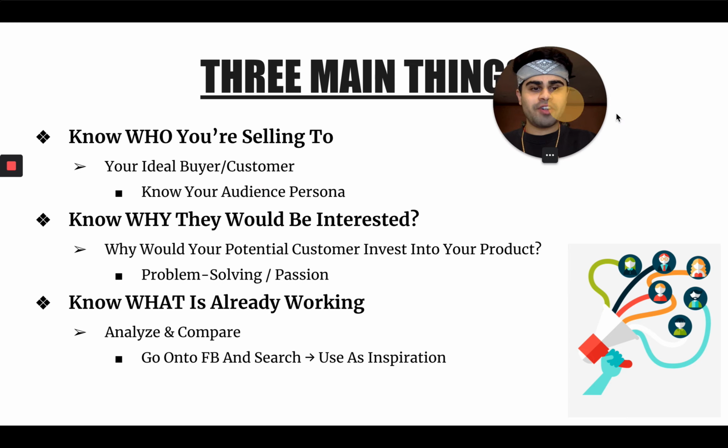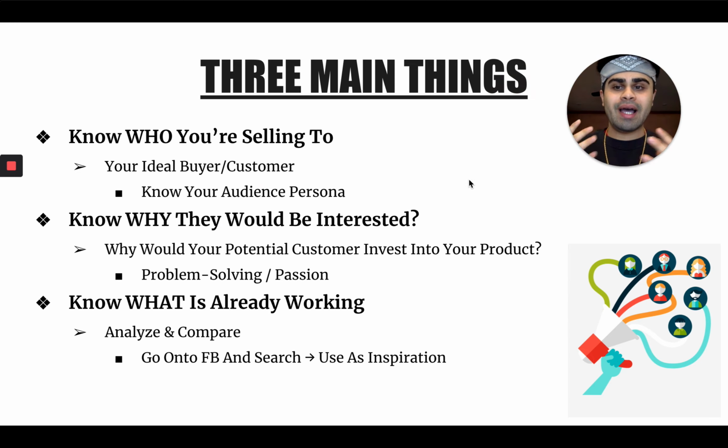So guys, first and foremost, you have to understand the three main things when it comes to ad copy, right? You have to know who you're selling to, meaning who your ideal buyer and who your ideal customer is, right? Meaning know your audience persona. You as a business owner should really have an idea who is a perfect fit for your actual product. If you're selling an outdoors backpack, you don't want to target someone who's into jewelry or who's into makeup, right? You want to structure your ad copy like it's for someone who's into camping or hiking or bicycling or something of that sort. So really know your audience persona.